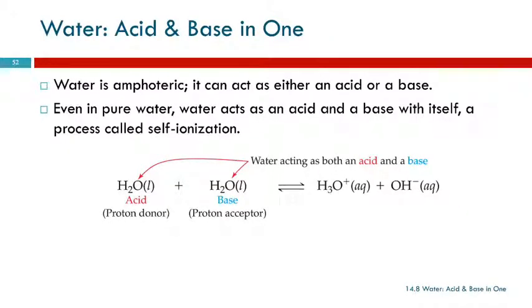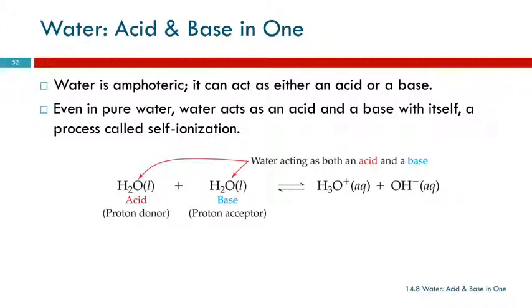So we talked earlier in this chapter about water being amphoteric. Amphoteric means it can act as an acid or a base. And so even in pure water, water can do this with itself. So if you have one water molecule that acts as an acid and one that acts as a base, you can end up with hydronium ions and hydroxide ions.